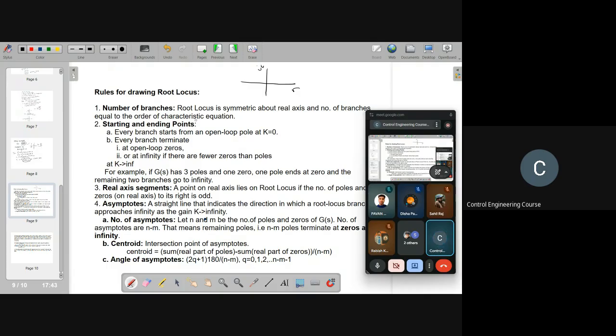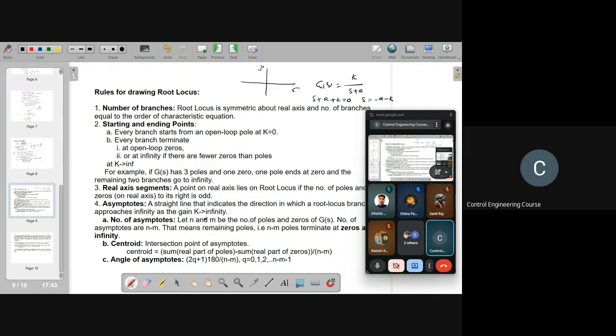Each branch starts at an open loop pole at k equal to 0 and it terminates at either open loop zeros or at infinity as k tends to infinity. Let's say, for example, one simple example. Let's say g of s is equal to some k by s plus a. Simple example I am taking. So the characteristic equation will be 1 plus k by s plus a, which means s plus a plus k equal to 0. That means the pole is s equal to minus a minus k.